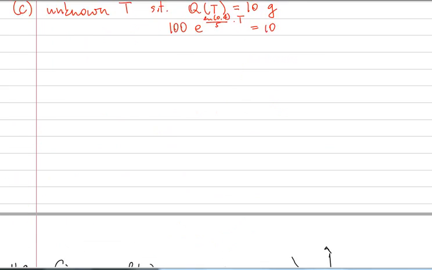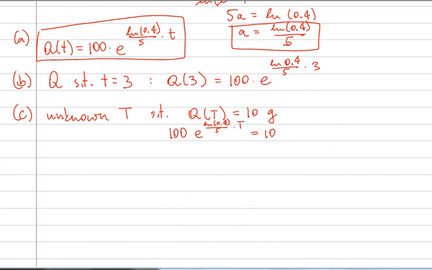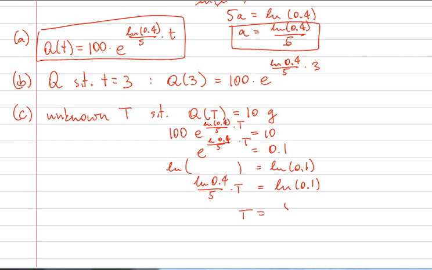And we solve in the same way we solved for a. So we divide by 100, so we get e to the ln 0.4 over 5 times t equals 10 over 100, which is 0.1. Then take ln, and you cancel ln and e, and you're left with the exponent, which is ln 0.4 over 5 times t equals ln 0.1, and therefore t equals 5 ln 0.1 divided by ln 0.4.